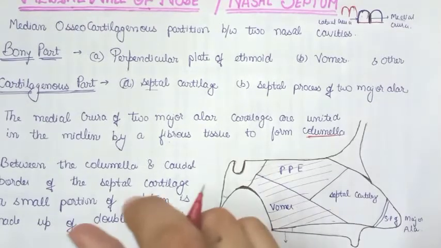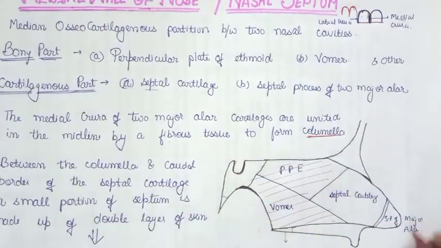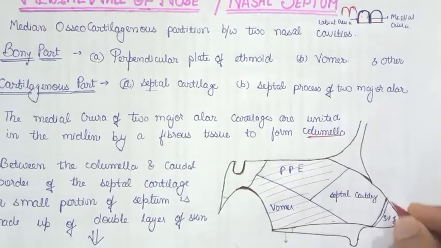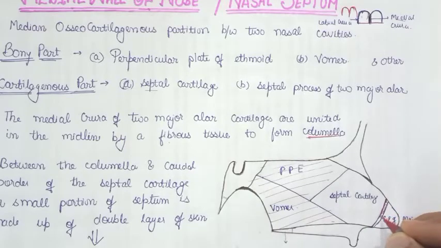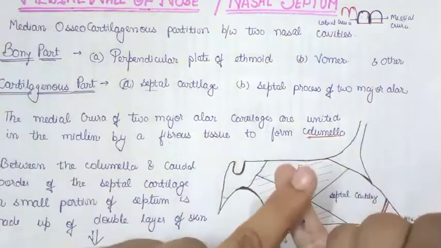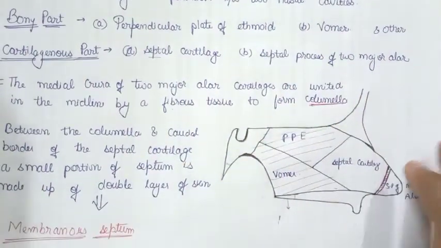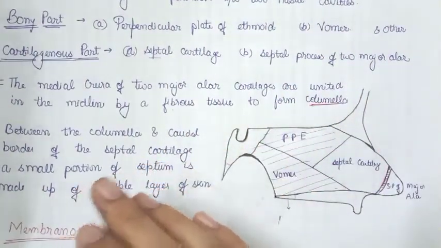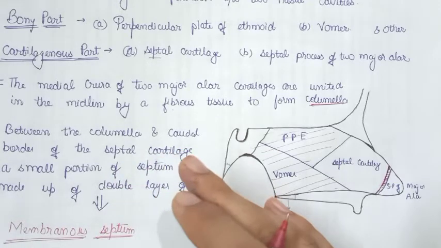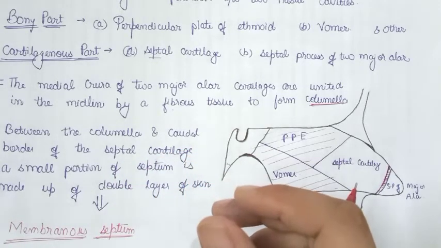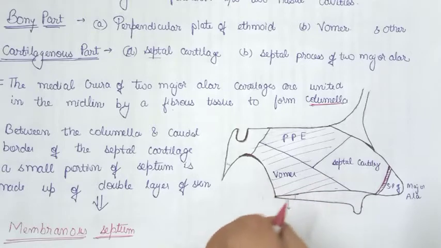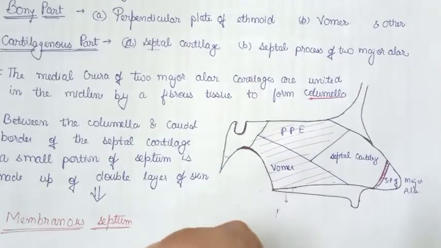But between the columella and the caudal border of the septal cartilage, this is the caudal border of septal cartilage, and this is the columella, between that you can see a gap is present. This gap is neither formed of bone nor cartilage, but is just a fold of skin. So that is what is written in the theory part, that between the columella and the caudal border of the septal cartilage we have a small portion, जो कि डबल लेयर ऑफ स्किन से बना होता है. That is called the membranous septum. I hope the point is very clear to you now.